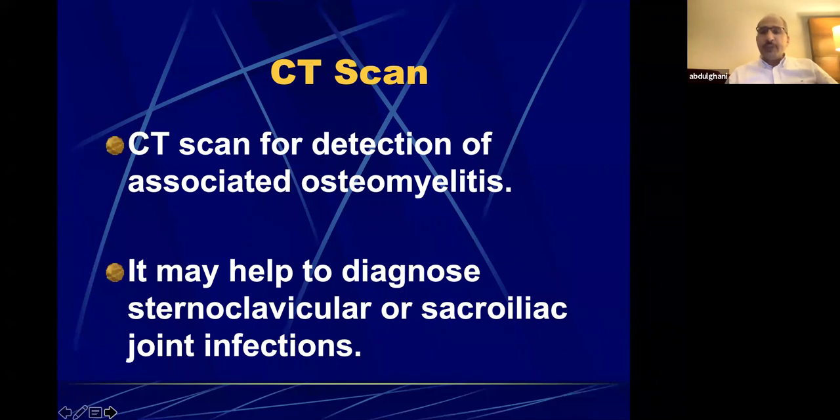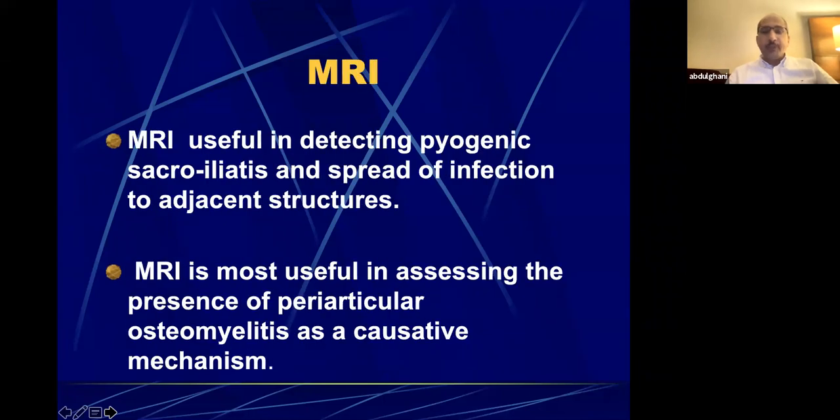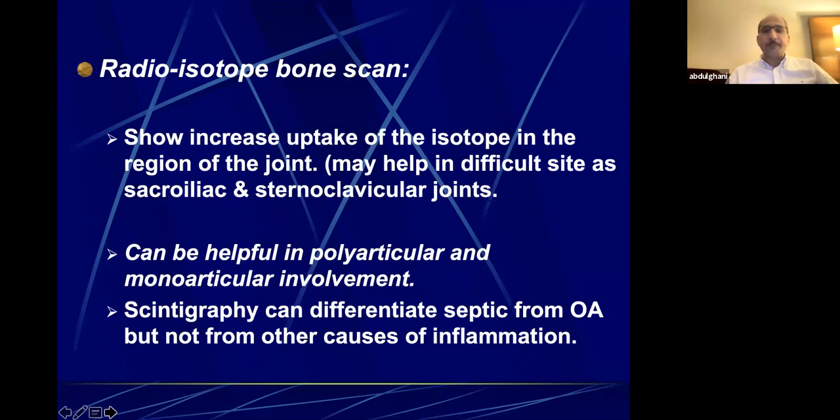CT scan, though rarely indicated insofar as septic arthritis diagnosis is concerned, can be helpful for detection of associated osteomyelitis, and at times for deeper, difficult joints like sternoclavicular, sacroiliac, or, for example, rarely in the spine, say cervico-dorsal junction or lumbosacral junction. If there is a problem pathology, the CT can be helpful. MRI, though, is slightly more frequently asked for and useful in detection of pyogenic sacroiliitis, spread of infection to adjacent joint. MRI is most useful in assessing the presence of periarticular osteomyelitis as a causative mechanism as well.